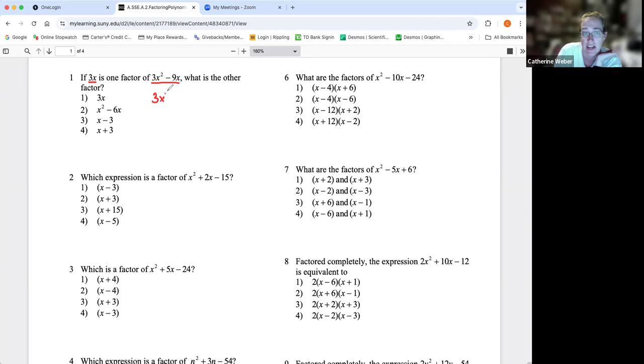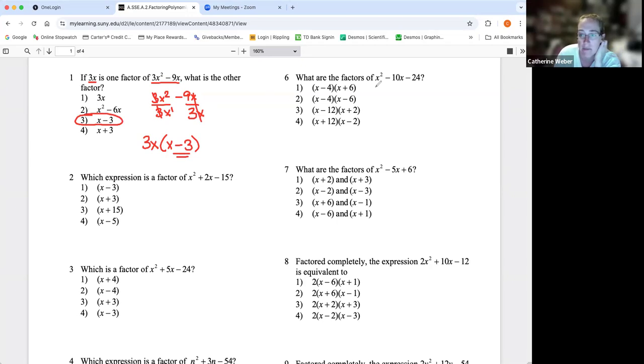So if I know one of the factors is going to be 3x, I need to divide each term by that item to determine what the other factor could be. Because basically it's going to be 3x times, and we're looking for what's inside the parenthesis right now. So the 3's cancel out. Here I'm using my division rule for exponents, so we subtract our exponents. I'm left with an x. The x's cancel each other out, and 9 divided by 3 is 3. So we're looking for x minus 3. So a question like that, very easy.